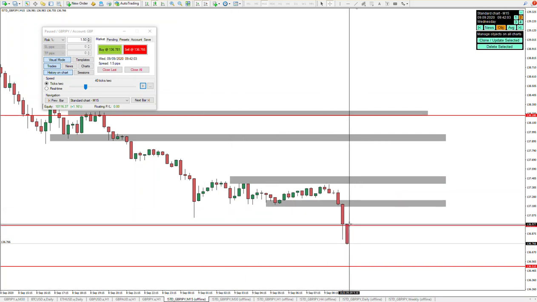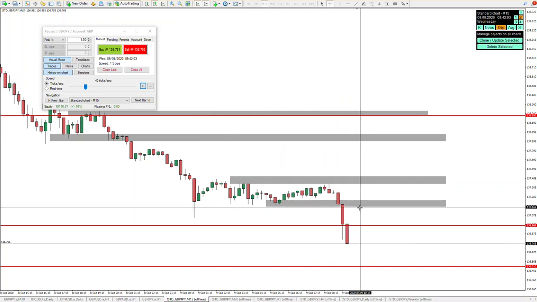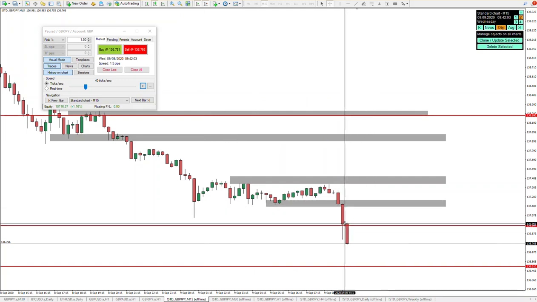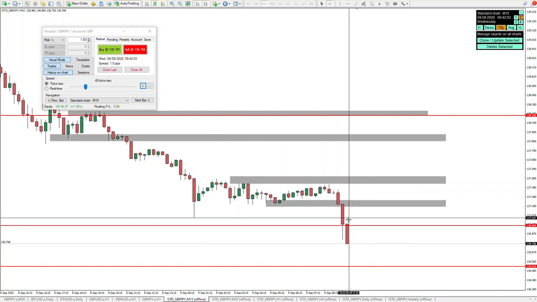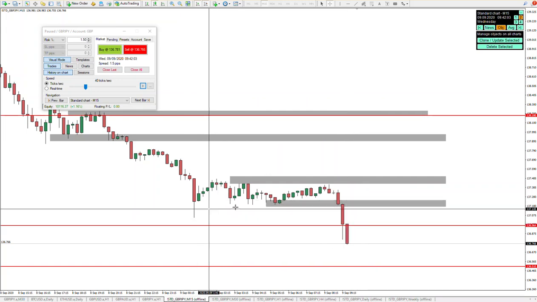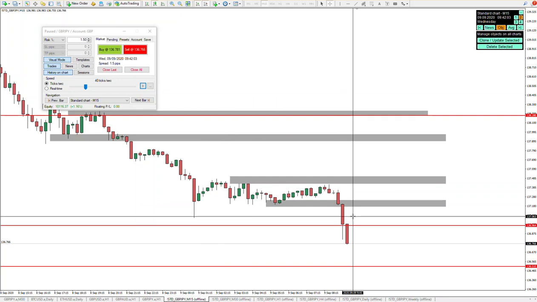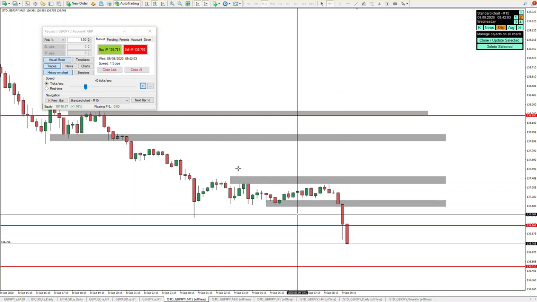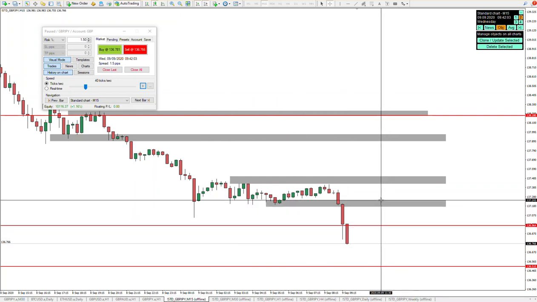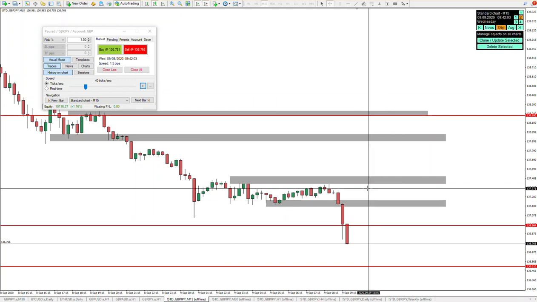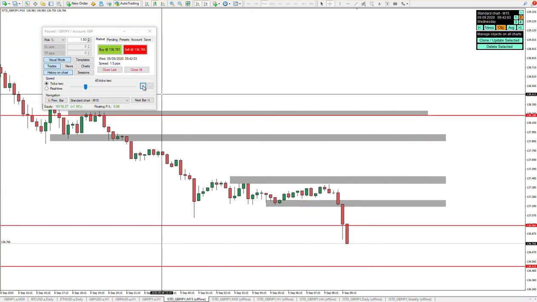This M15, we closed below the range, but there's nothing like a retest. And that is really something I need. I need a retest of this previous support. Price just went without me, and that's okay. We will find another trade.